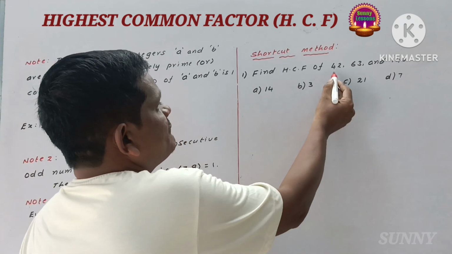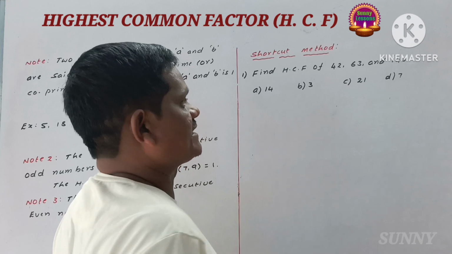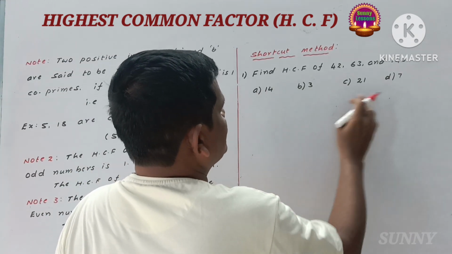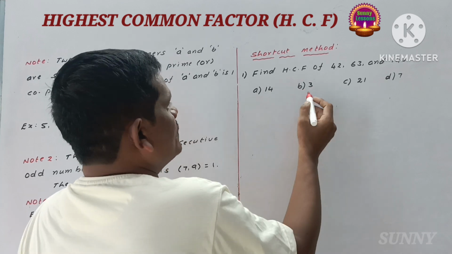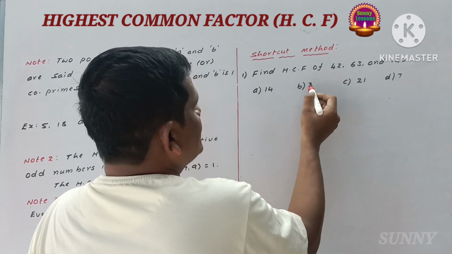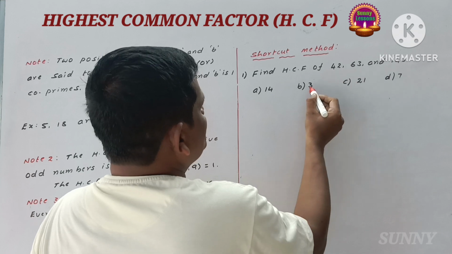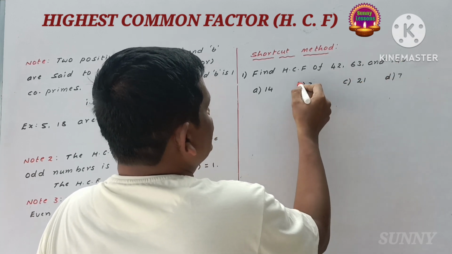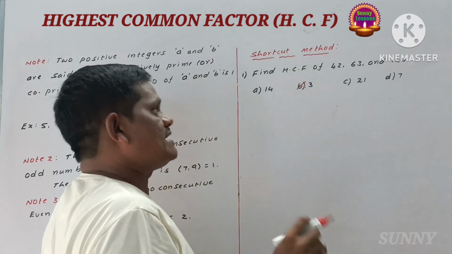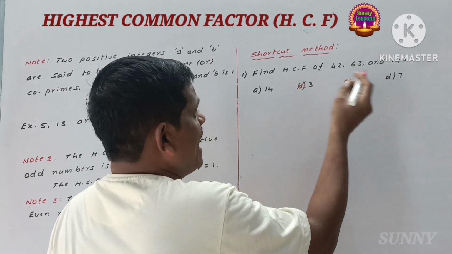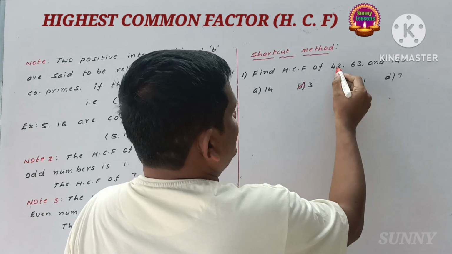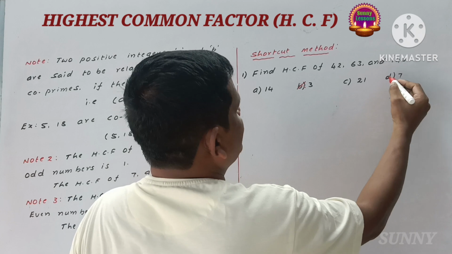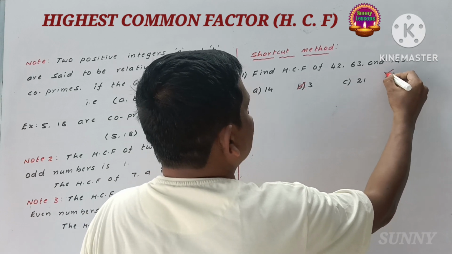Find the HCF of 42, 63 and 140. In this case, we have to take the least number of the options. 3 is the least number. Yes, we have to take 3. 42 is divisible by 3. 63 is divisible by 3. But 140 is not divisible by 3. So 3 is not our answer. Next, we have to go to the next highest number. Yes, 7. 42 is divisible by 7. 63 is divisible by 7. 140 is divisible by 7. So our answer is 7.